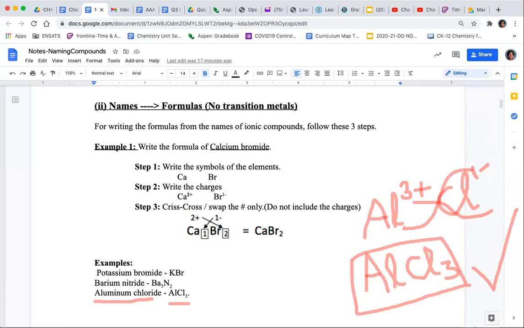Okay, so this is it for today. I have given a worksheet to try, a little bit more practice on how to write the formulas and how to write the names. So go over it and we will continue the practice. Hope this video helps.